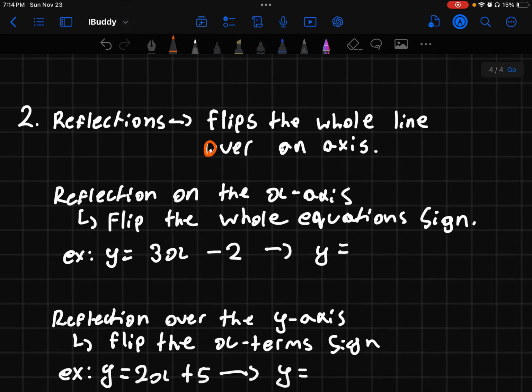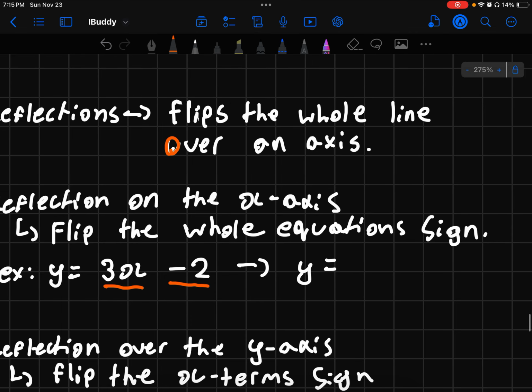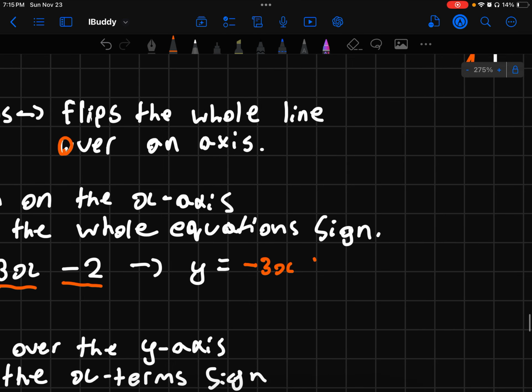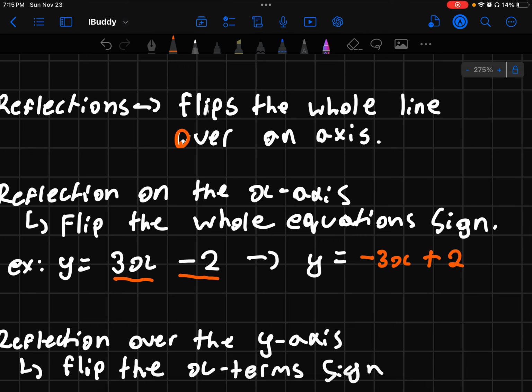So first on the x-axis, we can do this by flipping the whole equation sign. So what this means, we go from y equals 3x minus 2 to y equals negative 3x plus 2. So what we did is that we just flipped the signs. So we turned this minus into a plus, and we turned this plus here into a minus. That's literally just what we did.